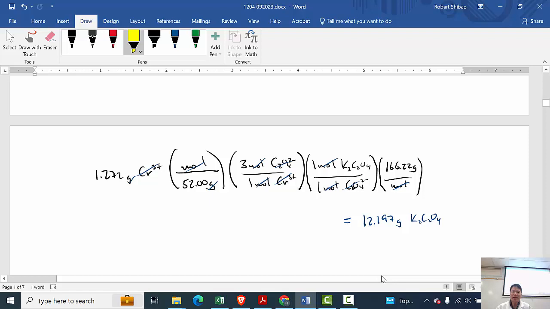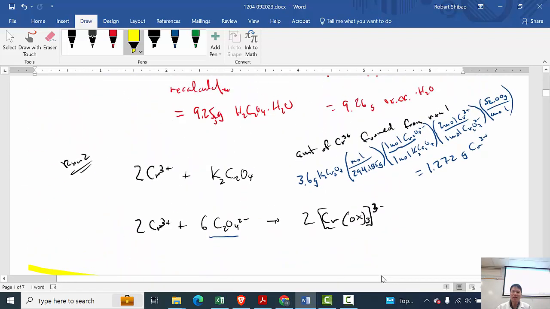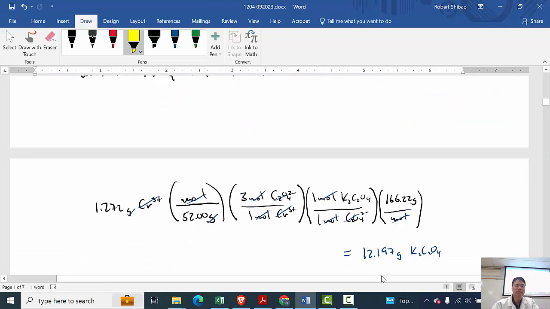Either I made a mistake in my calculation, so I'll double check this. Let's see. So 3.6 divided by 294.185 times 2 times 52, 1.2726, divided by 52 times 3 times 166.22. Yeah, 12.2 grams.